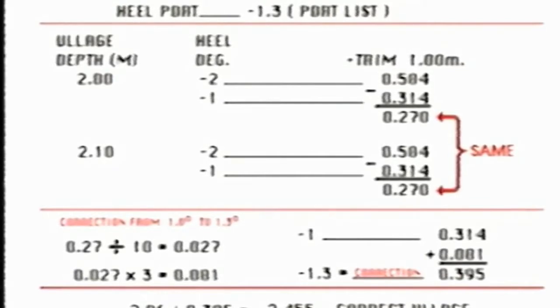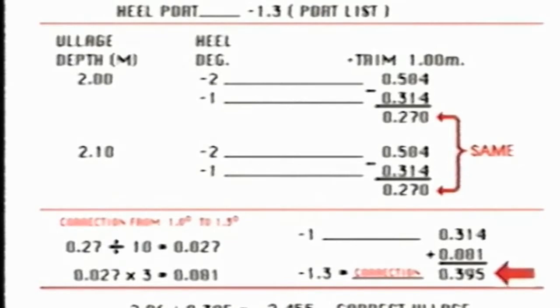But now we must allow for the heel of negative 1.3 degrees. Divide 0.27 by 10 and you will get the value of every 1/10 degree of heel. Multiply by 3 and add to the negative 1 degree trim factor. The result is a positive correction of 0.395 metres.